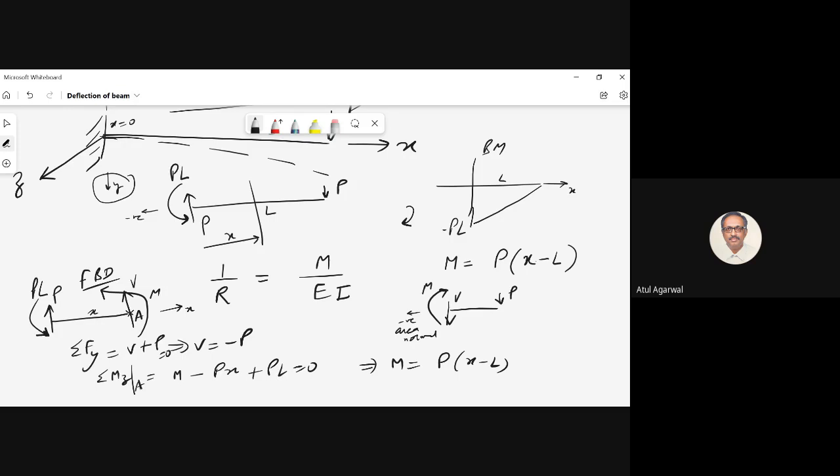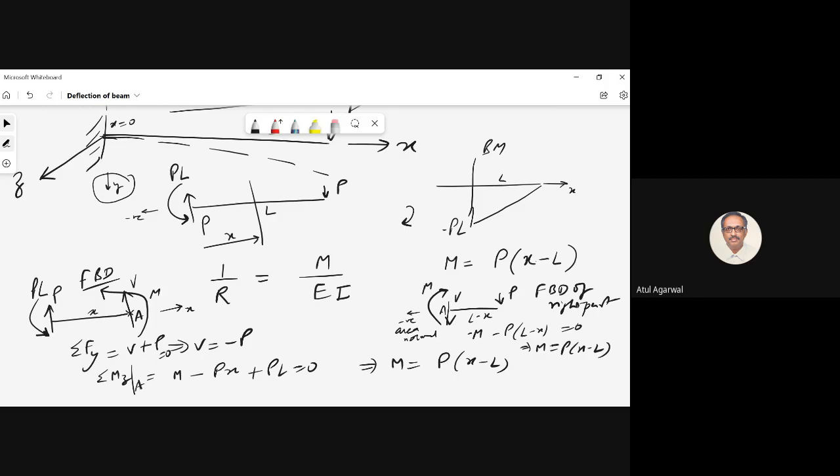So if we take moment about this position, this distance is L minus x. So M is clockwise, so it is negative, and this will cause a clockwise moment about position A. So minus P into L minus x is equal to 0. So this implies M is equal to P into x minus L. So you see, you get the same answer whether you draw a free body diagram of the left part or right part. So this is the free body diagram of the right part. I hope you are understanding.